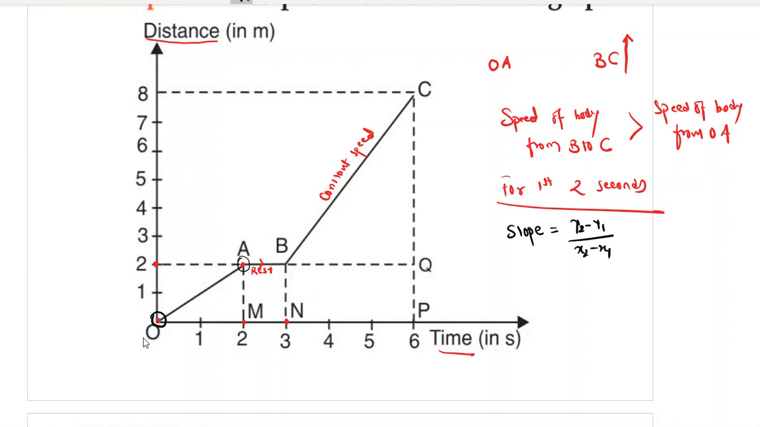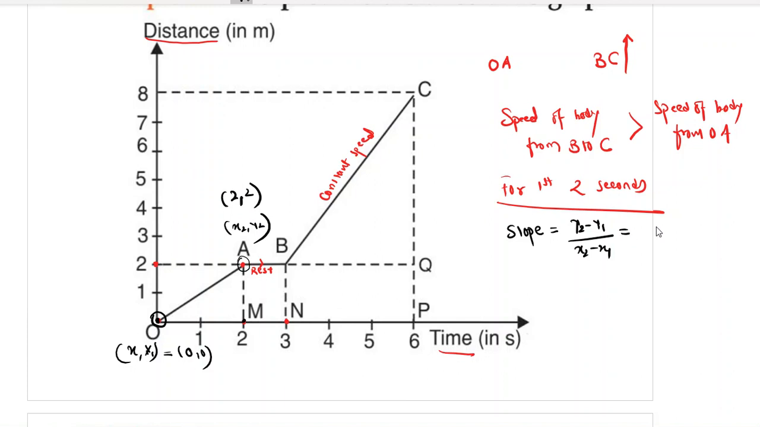The first point I will take as x1, y1 and the second point as x2, y2. Now what is x1, y1? x1, y1 are the coordinates of these points. What are the coordinates of this point? 0, 0, right? So x1, y1 is nothing but 0 comma 0. And what is x2, y2? The x coordinate of point A is 2. So 2 comma y2. What is y2? It is also 2. Correct?